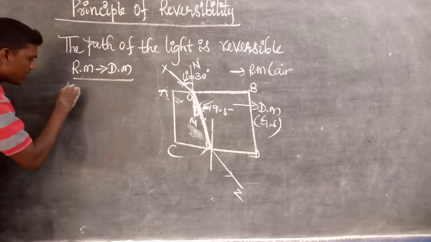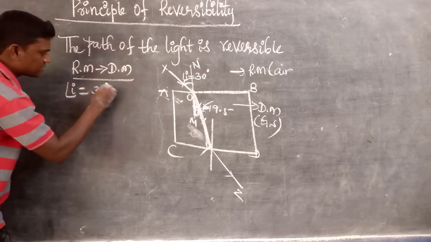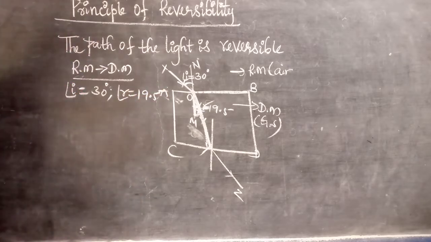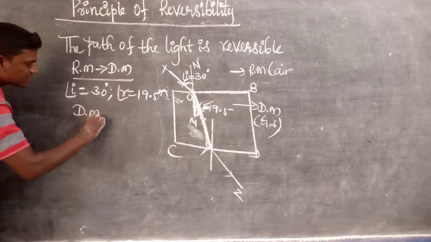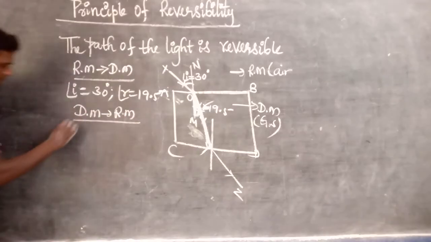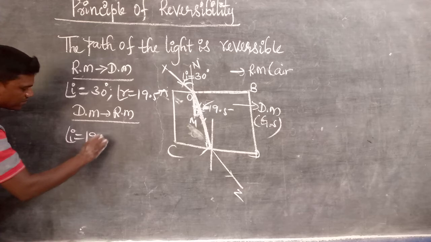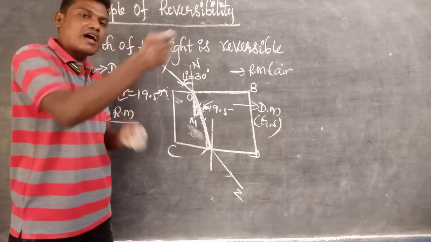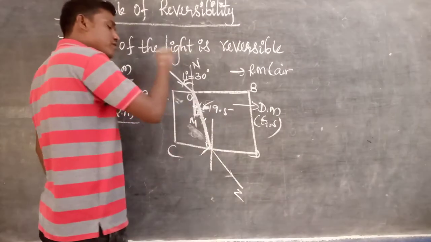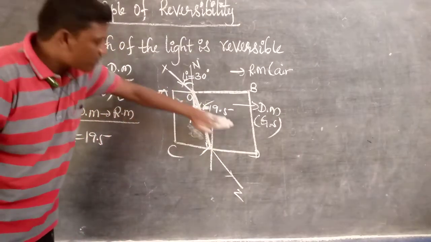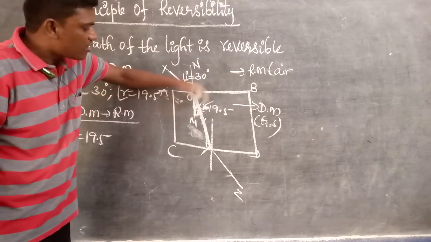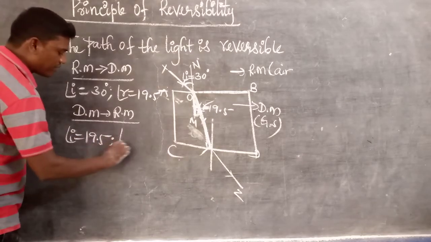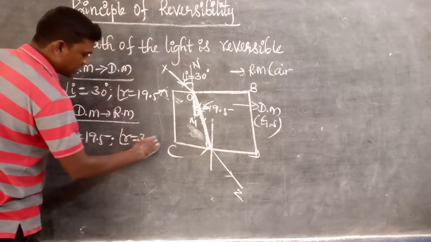In this one, angle I is equal to 30 degrees and angle R is equal to 19.5. Next, if light travels from denser medium to rarer medium, angle I is equal to 19.5. Why? Because the refracted ray is the path through which we allow the light, so the laser light will be focused. That's why when light travels from denser to rarer, this angle R we can say is angle I in the reverse mode. Angle I is equal to 19.5, then angle R is equal to 30 degrees.